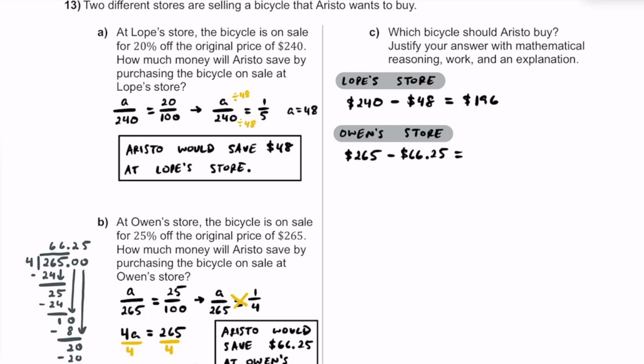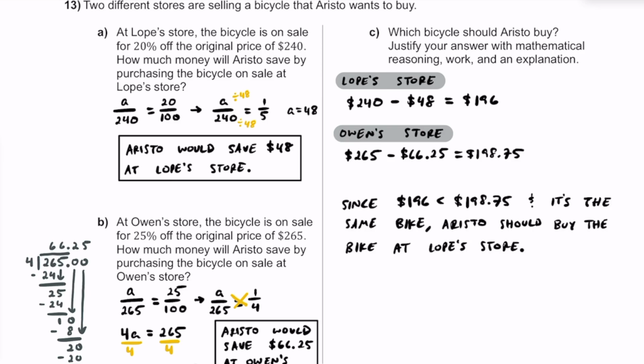Well, if you subtract here, you can do that on the side if you need to. That's going to be a total of $198.75. And so if we use all the information that we just found, I think it's fair to say that since $196 is less than $198.75, Aristo should buy this bike at Lope's store because he's going to save a little bit of money here.